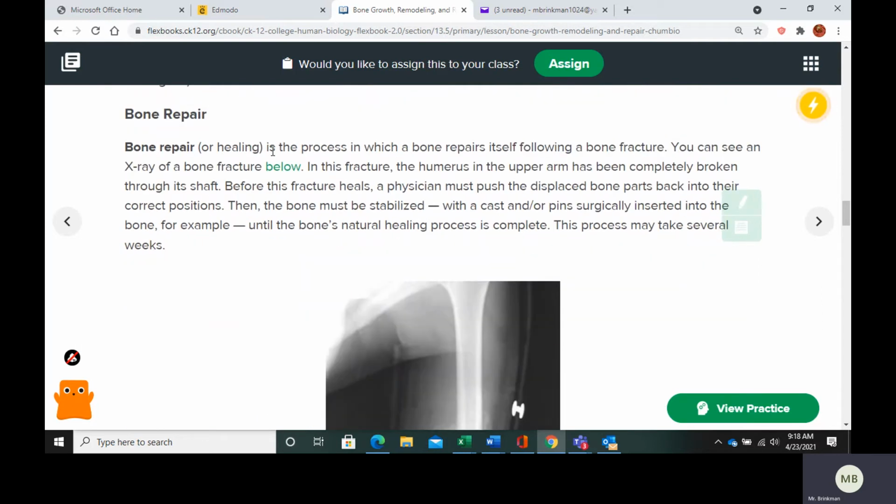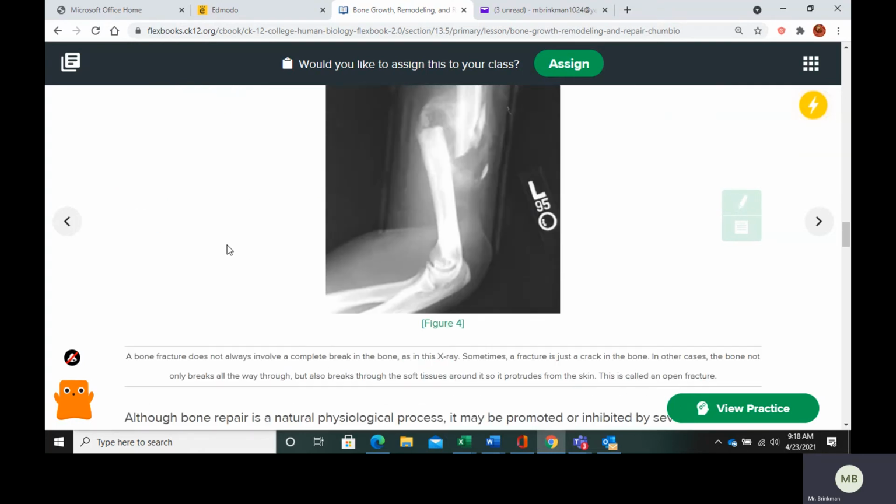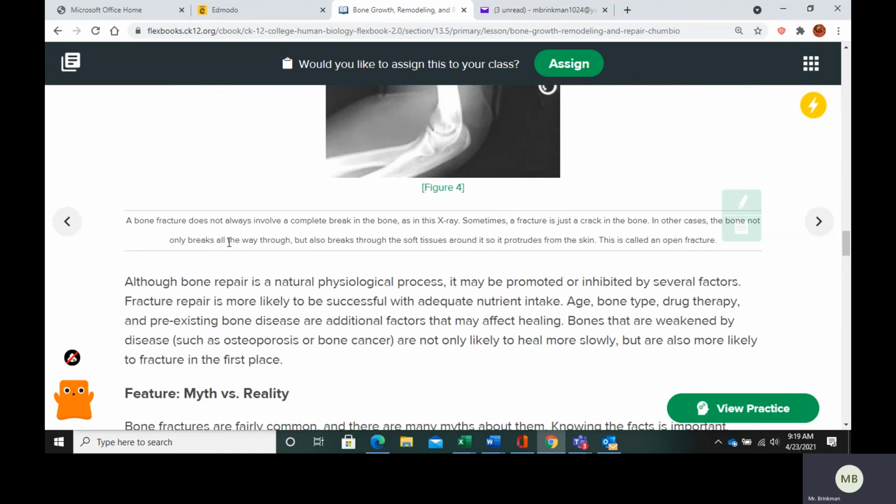Bone repair is the process when a bone repairs itself after it gets fractured. Before the fracture heals, you need to push the parts of the bone back together, and then you need to stabilize the bone. This is done with plates and pins until the bone fully heals. This process takes several weeks. And then, of course, with rehab and everything, it's going to take a lot longer than that.